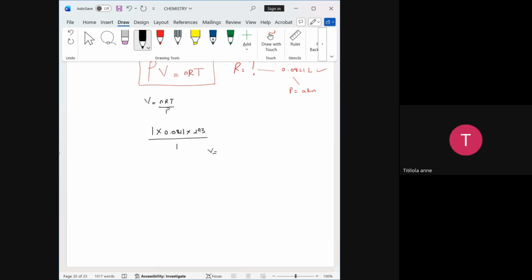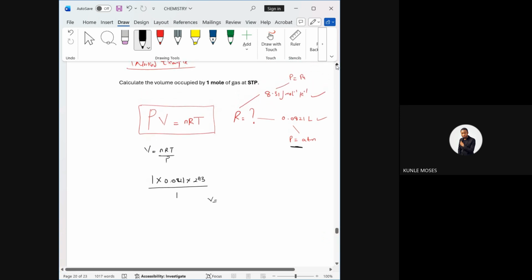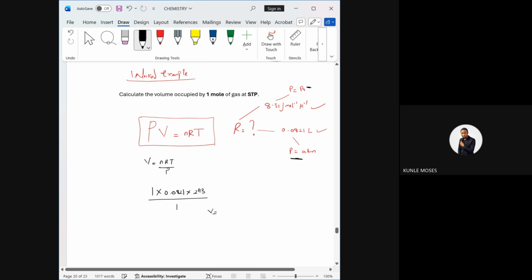Yes, I have a question. Okay, Titi, what's the question? At STP, temperature is 273 Kelvin, and then pressure is 760 millimeter mercury. Yes. But it was 1 when you used it. That's why I'm confused. Because I'm using 0.0821, I'm using pressure at ATM. I'm not using it at millimeter. I told you now, when you are using pressure at Pascal, have you forgotten, Titi?